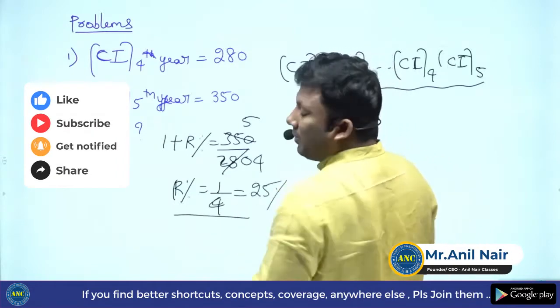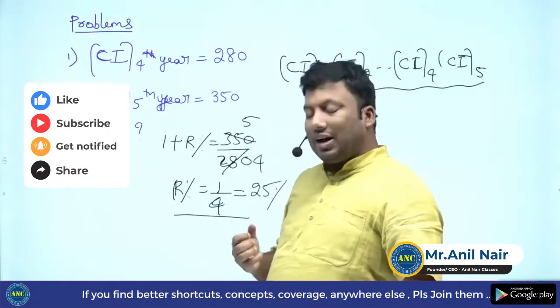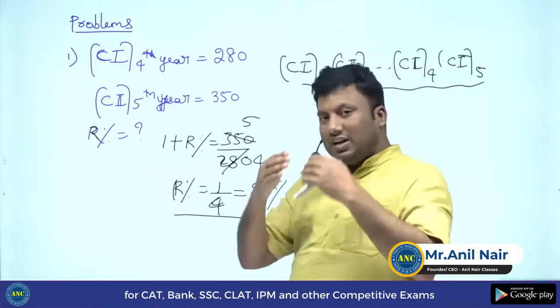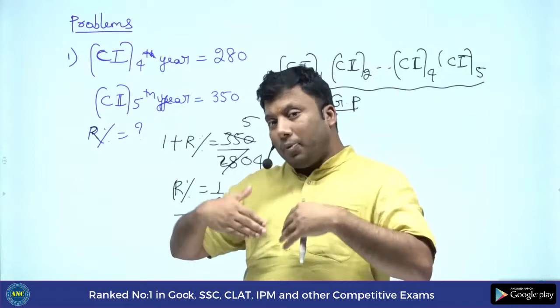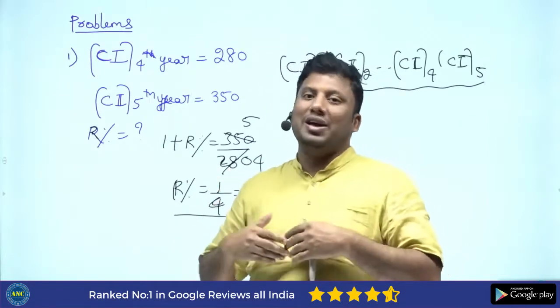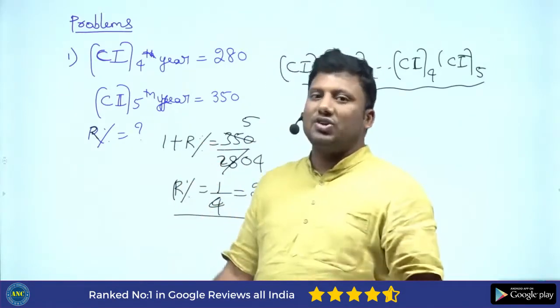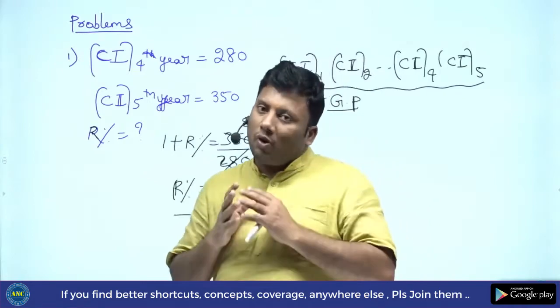Why is it 1 plus R percentage? We have clearly explained in the previous slide. 10 is becoming 11. 11 is becoming 12.1. 12.1 is becoming 13.31. The multiplication factor is 1.1.